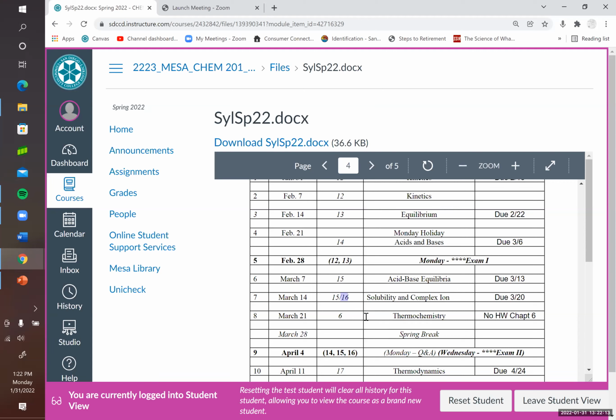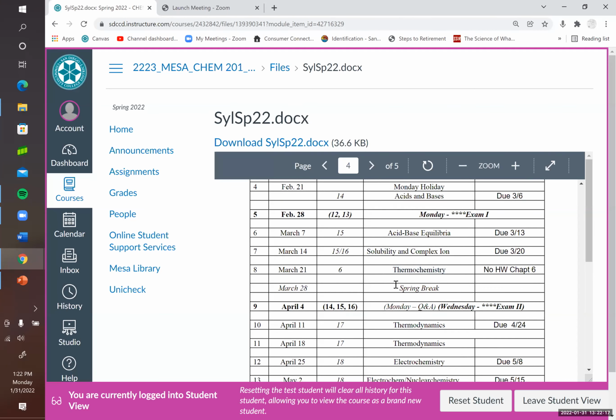Next week, we start thermo. Then there's spring break. Then we come back from spring break on Monday, April 4th. Questions and answers on anything. If not, we're going to go on and talk about thermo.